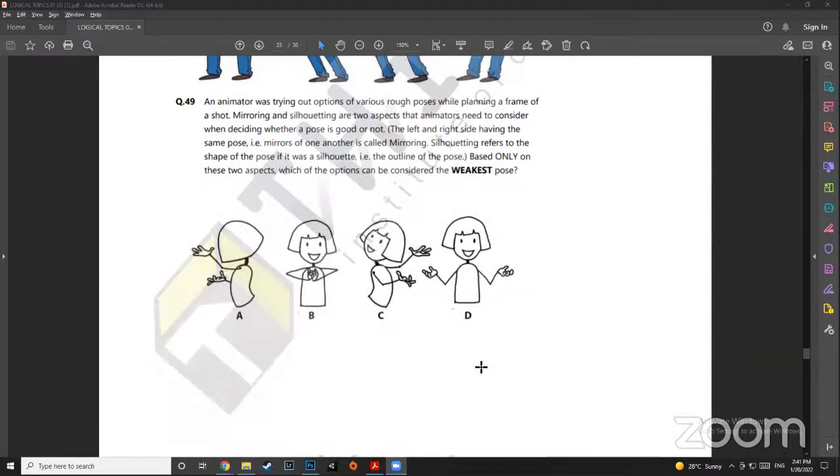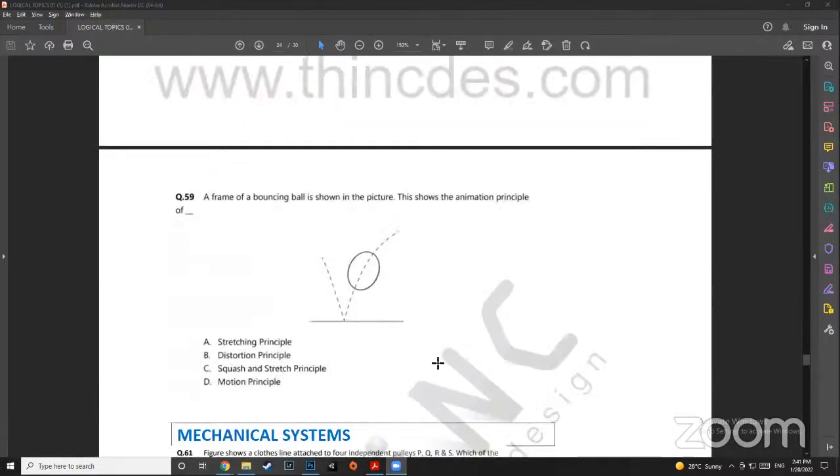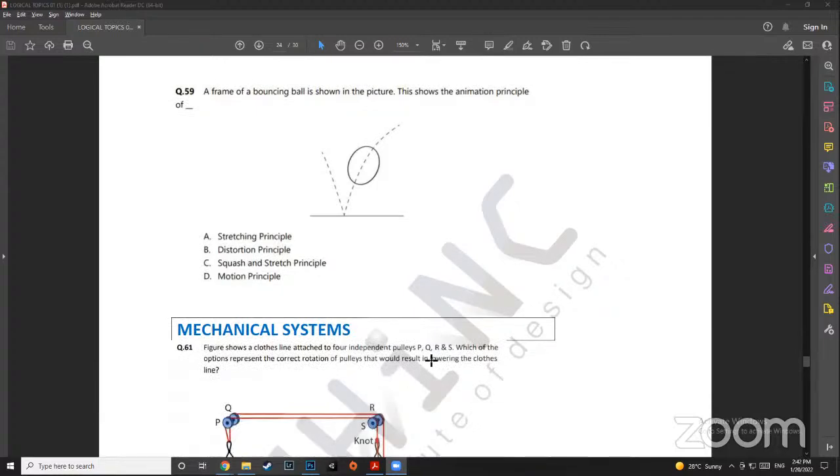But if you look at a question like this, it is animation. If you look at a question like this, it is from the principles of animation. So stretching principle, distortion principle, squash and stretch, motion principle, look at these questions. Look at these principles, read up on these principles today itself, because if you read up on them, it will be much more beneficial to you.